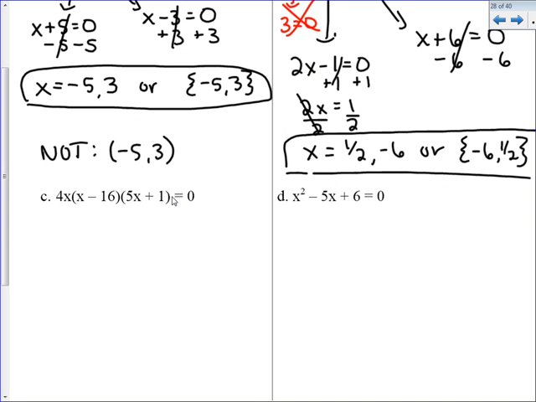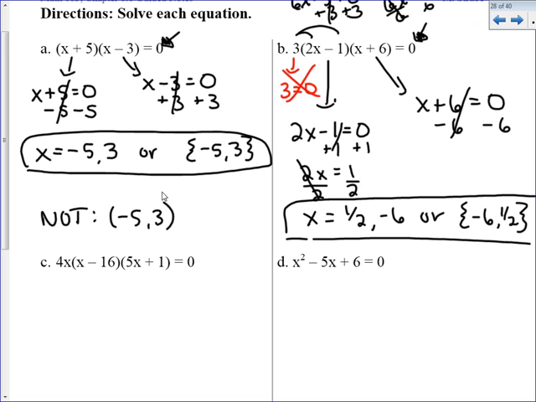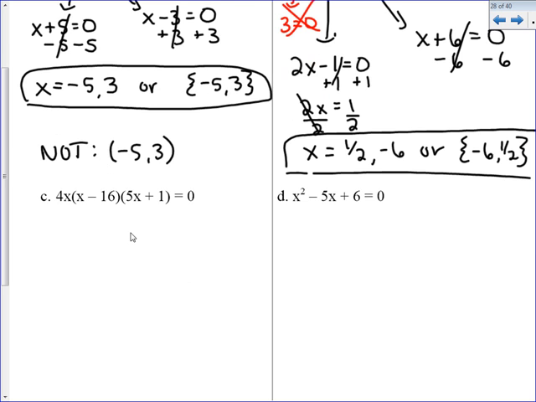It's got the variable with it. So these are very similar looking problems. This one only has 2 answers. This one's actually going to have 3. Because of the x. When it's got a variable, that factor gives me an answer. So I'm going to take 4x, set it equal to 0, x minus 16 equal to 0, and 5x plus 1 equal to 0.